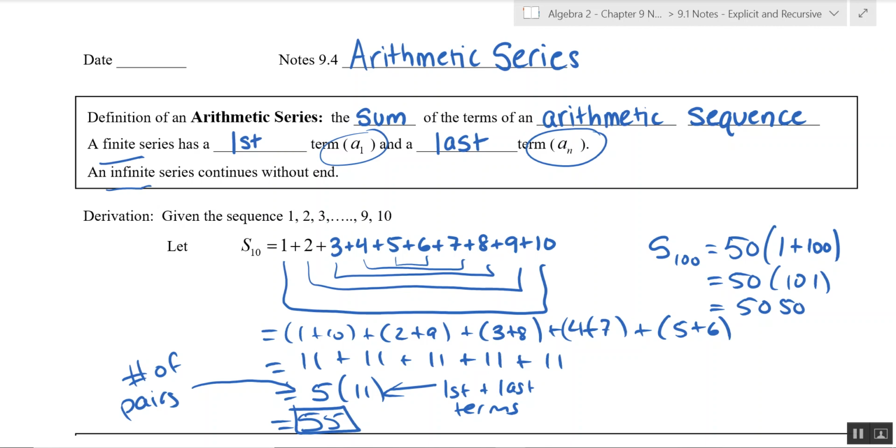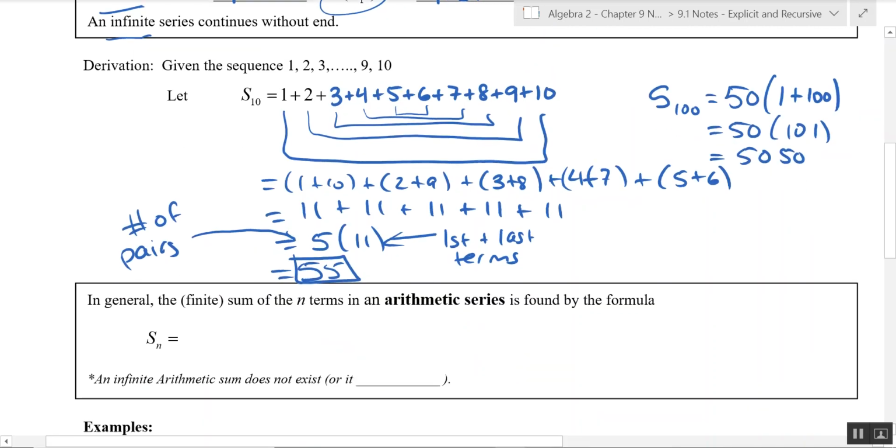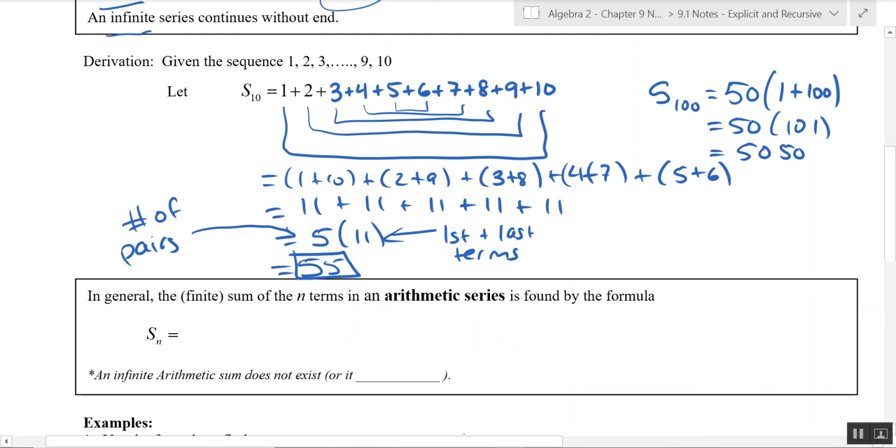And so this applies to any arithmetic series as long as there's a common difference between the terms, and obviously our common difference here is 1. We're adding 1 to get the next term. So in general, here's your formula. We're going to say n over 2 times the first term plus the last term.